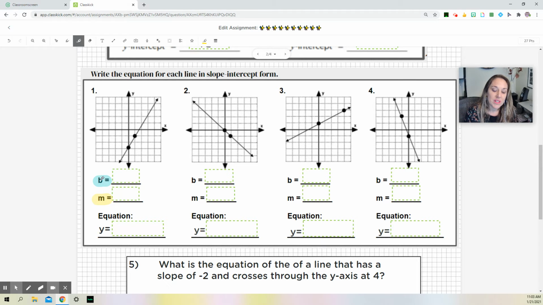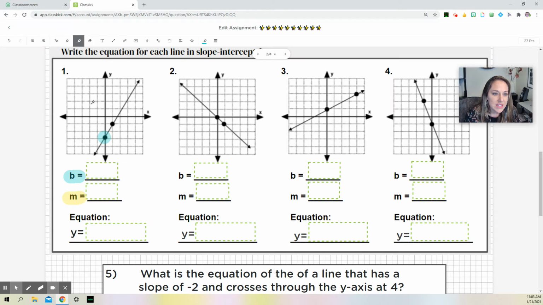Let's find the b first. The b is the y-intercept. It's where the graph crosses the y-axis. Remember, it's y to the sky. The y-axis is all the way up and down to the sky. So where does this line cross the y-axis? If it's hard to see because there are no numbers, you can always write your own numbers in. 0 is the origin where the x and y-axis cross, and underneath that is going to be -1, -2, -3. So it looks like the y-intercept, the b, is -3 on this one.